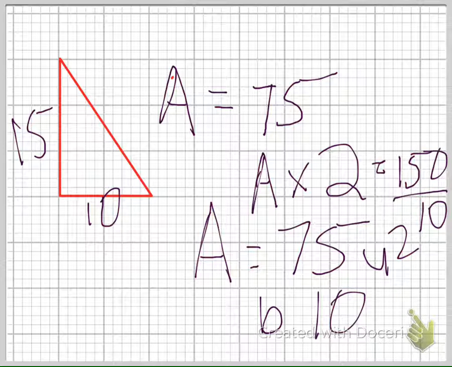So very similar to the rectangle method that we would use to find a missing side, except we have to multiply the area by 2, because that's how we divided by 2 to find the area of a triangle. So in order to find the length, we have to turn it back into a square area, which means multiplying it by 2. Okay?